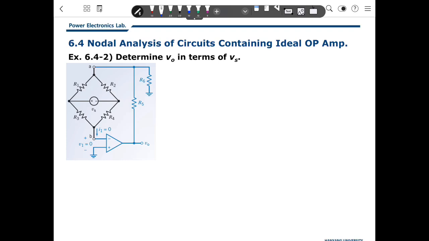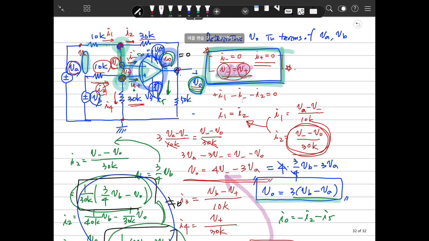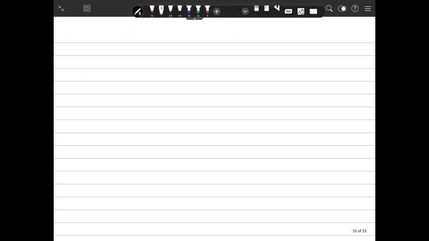We'll do the second problem here. This is another example of 4-2. It looks very complicated, but we need to determine the V out in terms of Vs. So also we'll redo the problem at first.